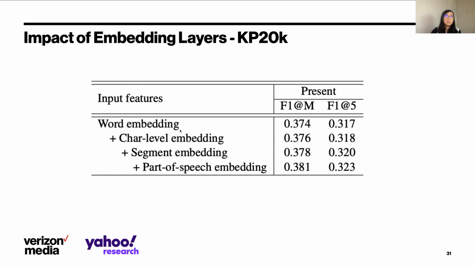The default one is a word embedding. And then when we add character embedding, segment embedding, and the part of speech tagging embedding, each of them improves the precision and the F1 score a little bit. Especially the part of speech tagging embedding improves the F1 score by about 1%. So we consider this also as part of the syntactic guidance that is provided by these tags.